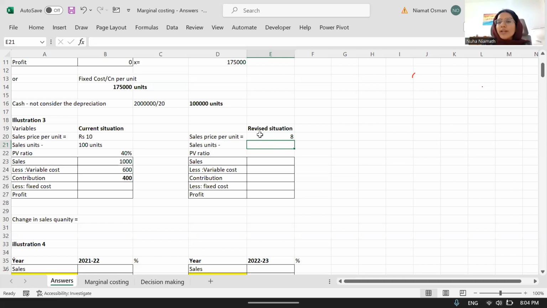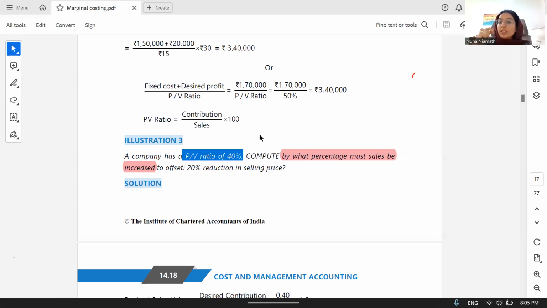Now we have to find the sales units. But what we know is that contribution has to be constant. So my 400 rupees should not change. It becomes very easy once you put these boxes and understand the concept. The question is saying, by what percentage must the sales quantity be increased to have the same contribution?